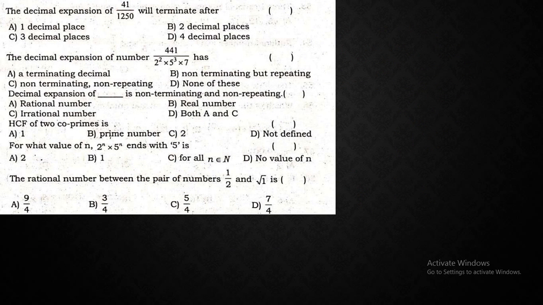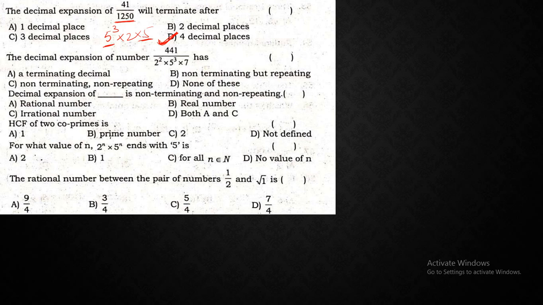So 41 by 1250. How can I write 1250? As 5 cube into 10. Again, 10 I can write as 2 into 5. So clearly, what is the power of 5? The power of 5 is 4. So after 4 decimals it will terminate, right?